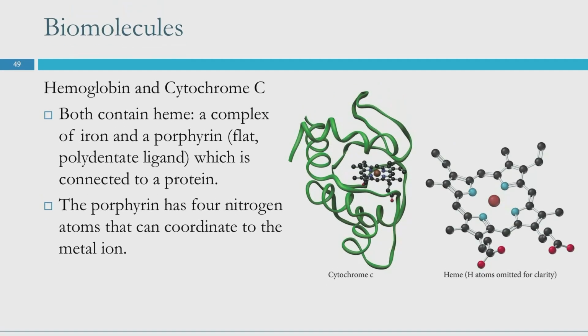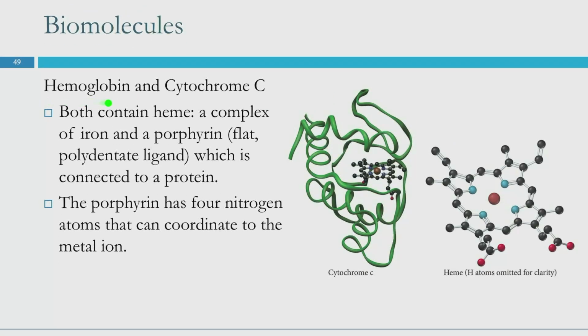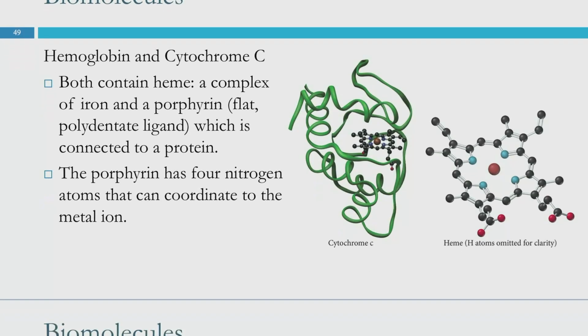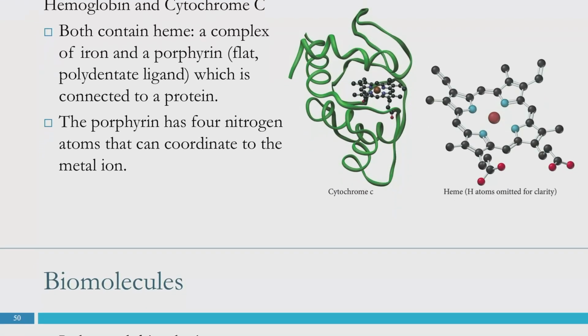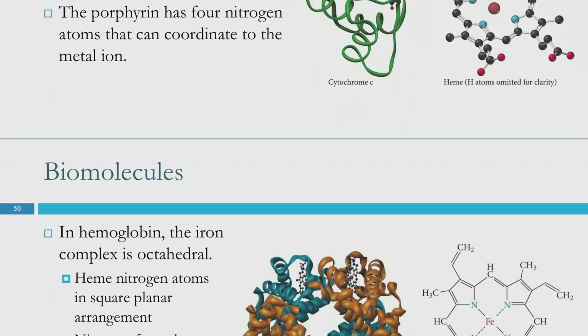They also show up in biomolecules. Things like hemoglobin and cytochrome C both contain heme. The heme group is a complex of iron in the center and this porphyrin, which is this flat disc thing. It forms a complex ion, picks up iron, and is useful in our bodies. Don't ask me how. It's not a biology class.